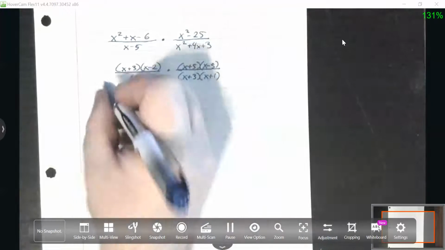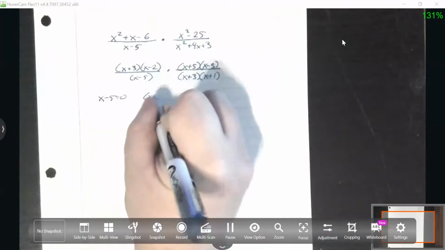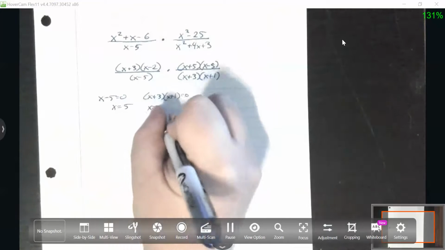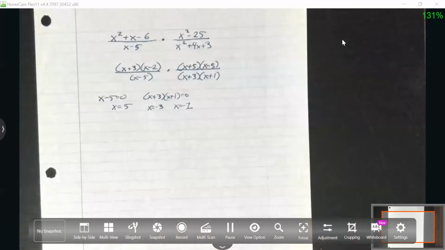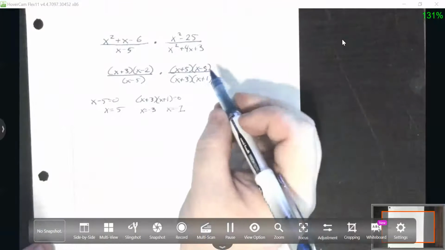Next step, take the denominator, set them equal to 0. So I have x minus 5 equals 0, and I have x plus 3, x plus 1 equals 0. That gives me x equals 5, x equals negative 3, x equals negative 1 as our values that cannot be. These are the restrictions to our variables. Now that we've done that, I can go ahead and combine them. With multiplying, we're just smushing it together so I can start canceling top and bottom.